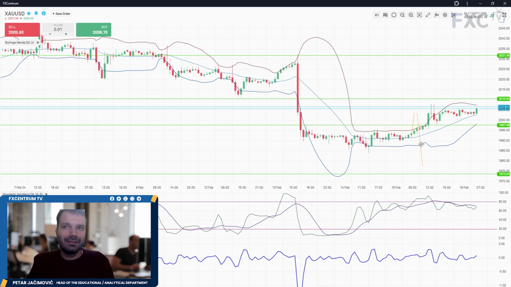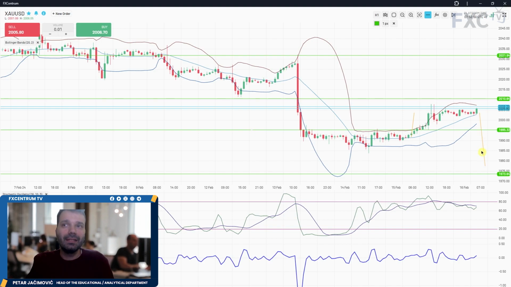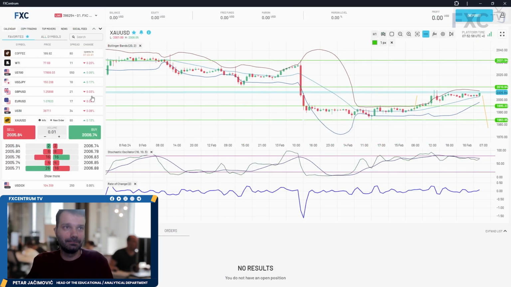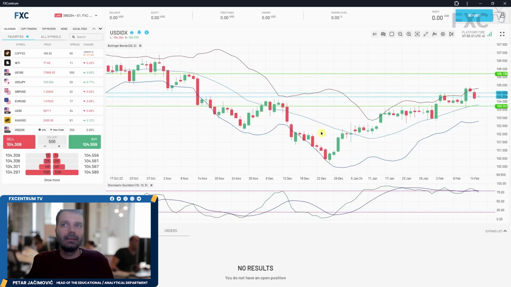So this is a likely scenario for the market and for gold to rally and try to recover from this big sell-off this week. But in case of a downside move, I will say a break of 1995 and below, then there is a chance for the market to retest the low at 1983. But the condition and the momentum is to the upside. So the upside scenario is more likely to happen.